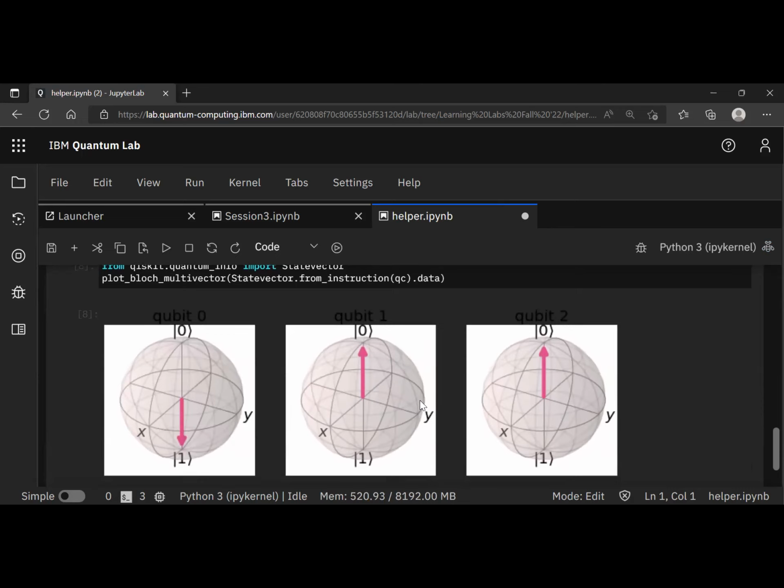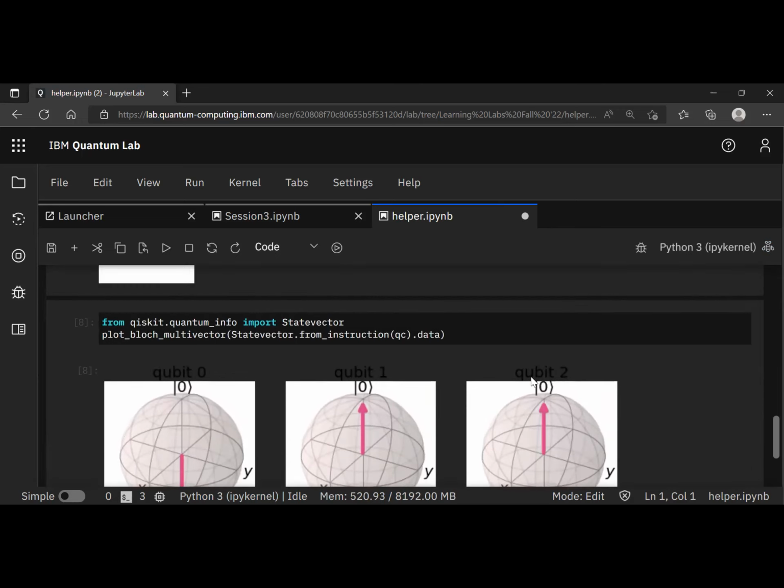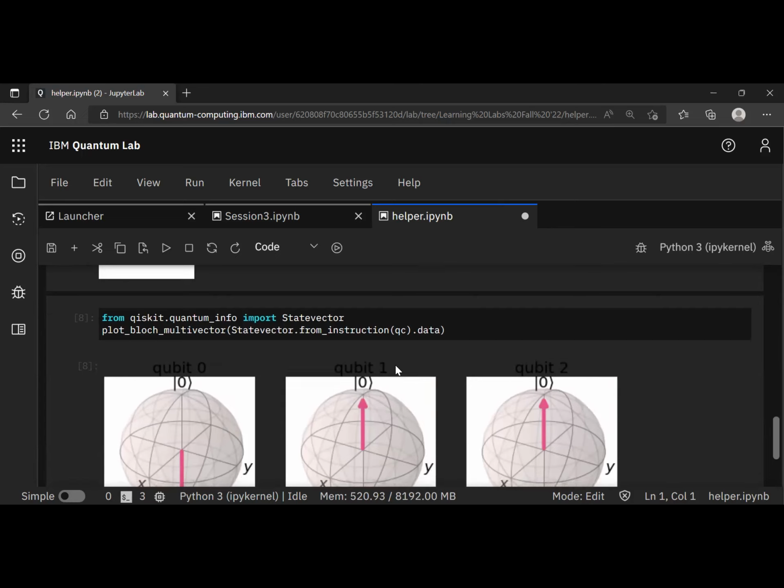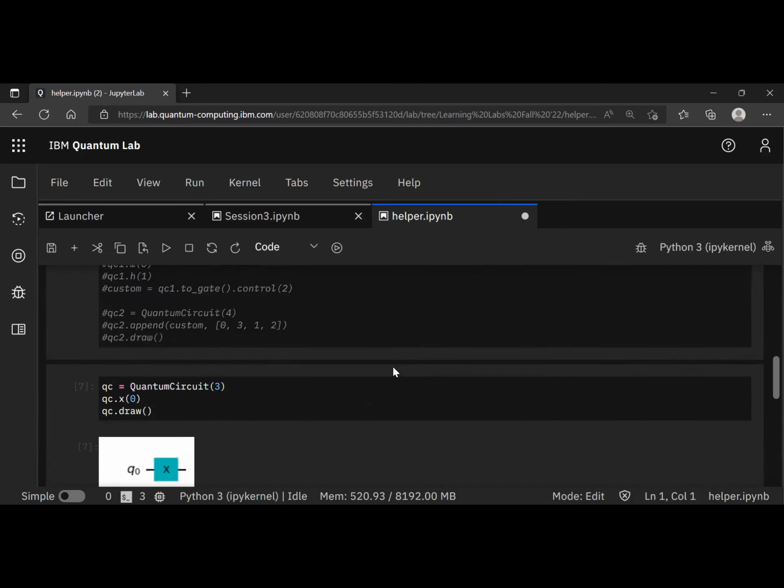Yeah. So all of our states start in 0, and we applied an X gate to the 0th qubit, which is why it flips across the x-axis. Now it's pointing at 1 because our qubit is in the 1 state. Also, one other quick note: we'll break down what this whole command means later on bit by bit. But for now, you can use this to take what you do to a quantum circuit and plot it as a set of Bloch spheres. Yeah.